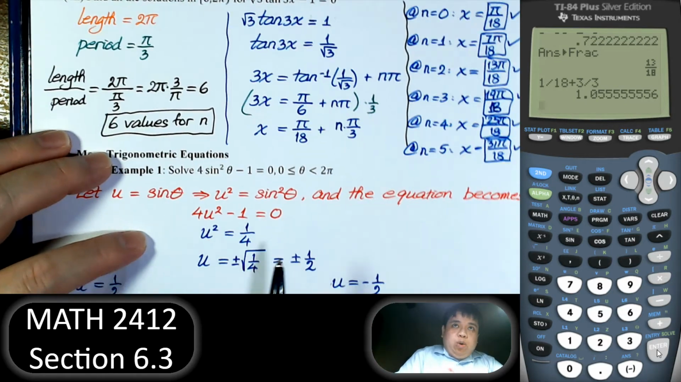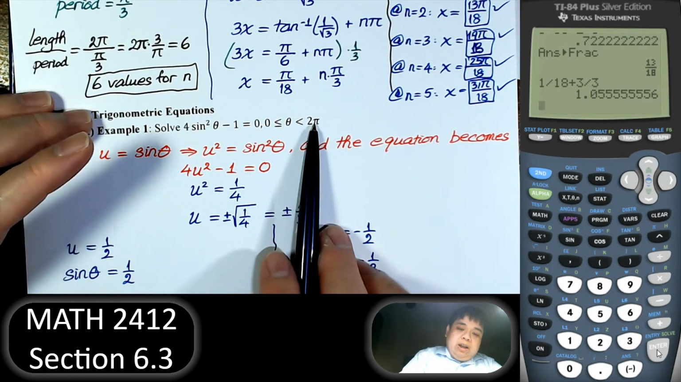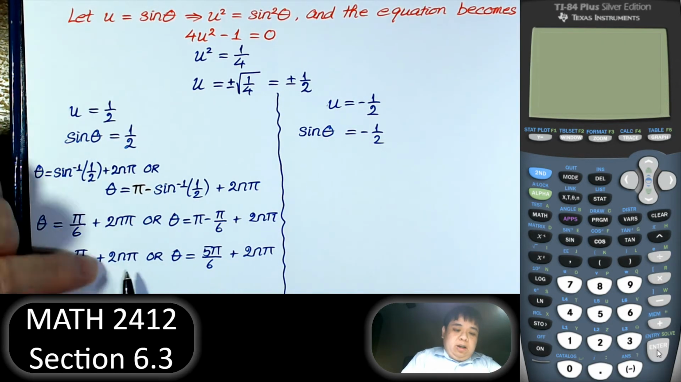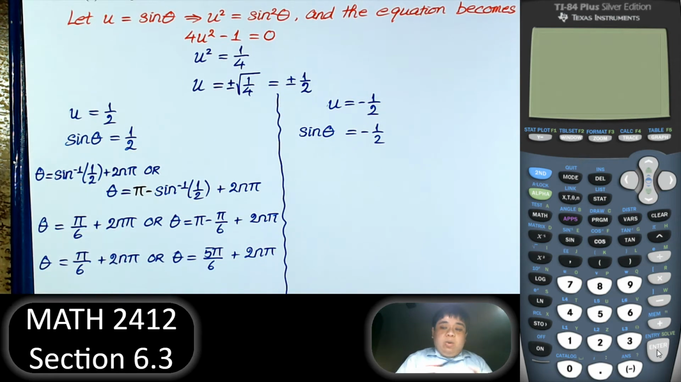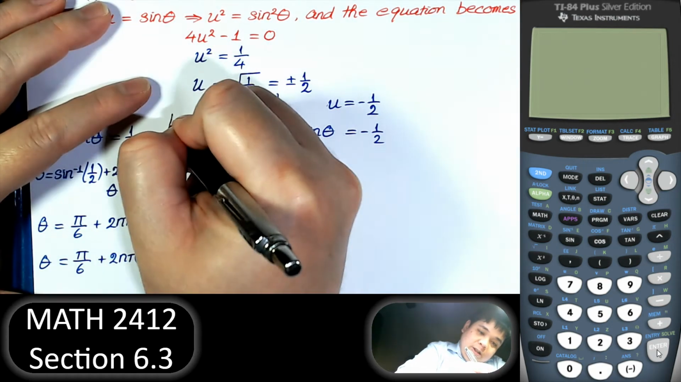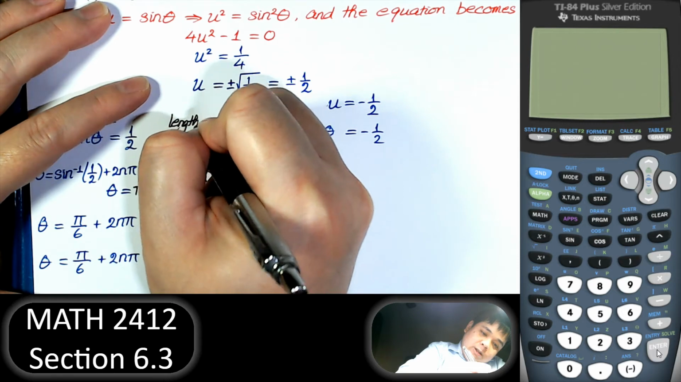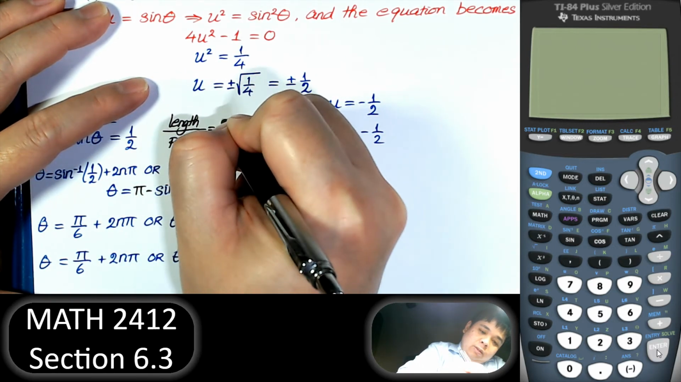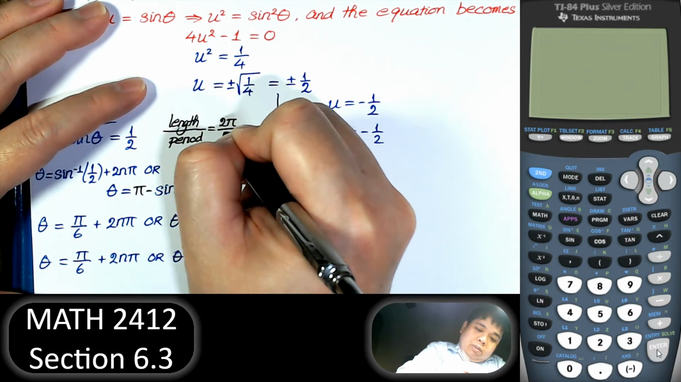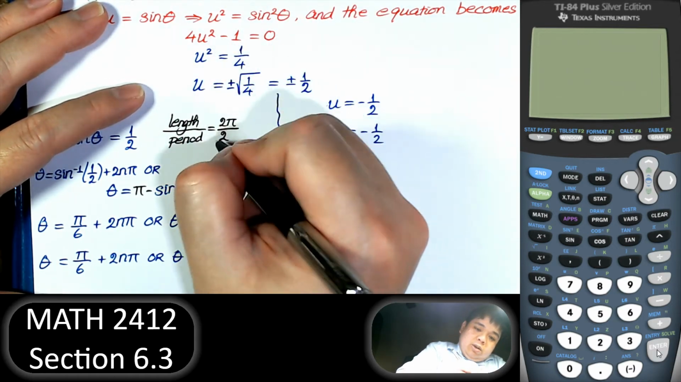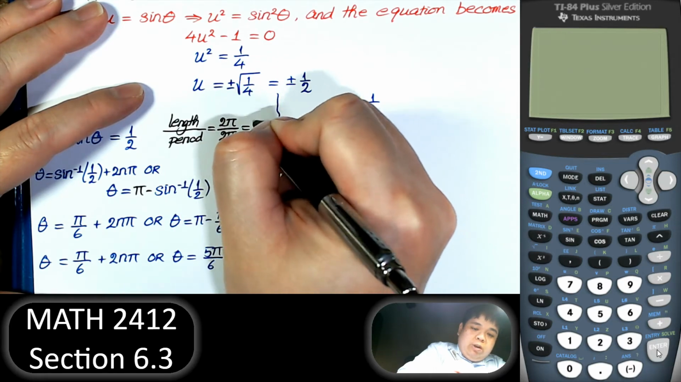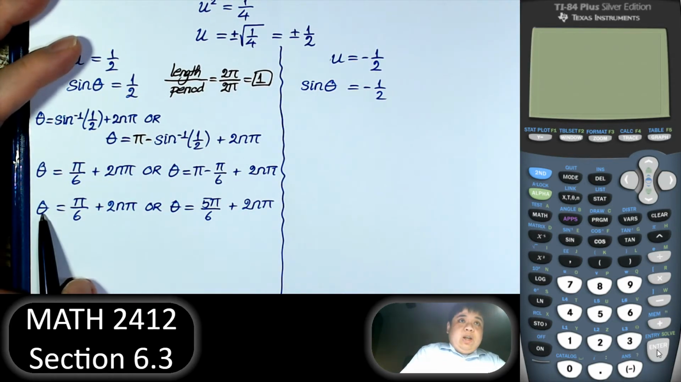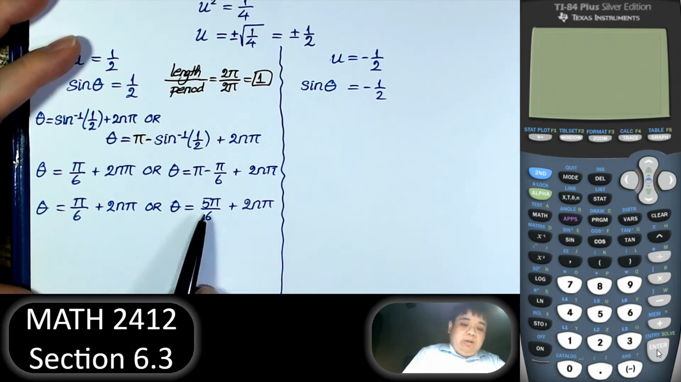Right. Now the solution is between 0 and 2 pi, so the length is 2 pi, and the period is 2 pi. Ignore the n, we have 2 pi, so length divided by the period. The length is 2 pi, the period is also 2 pi, so we only have one value for n. Here we just choose n equal to 0, and we have pi over 6, and 5 pi over 6.